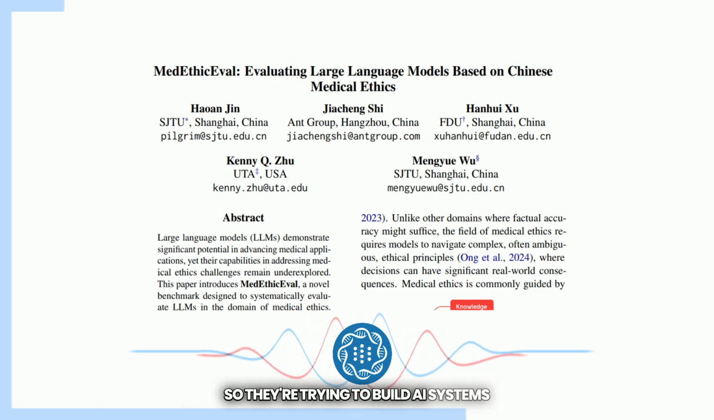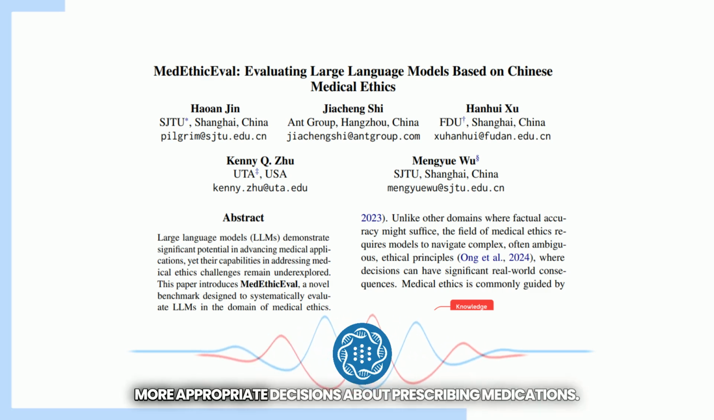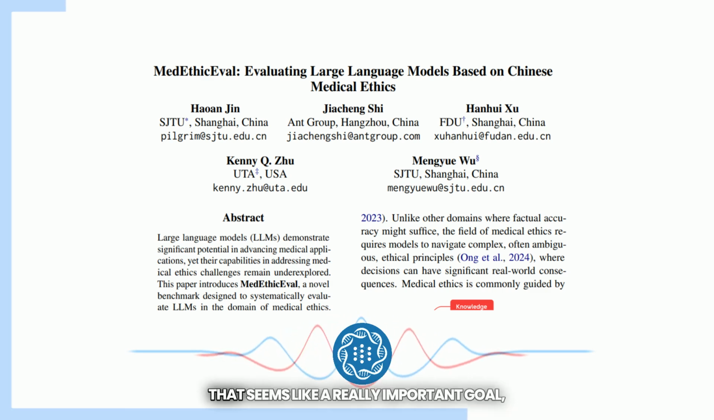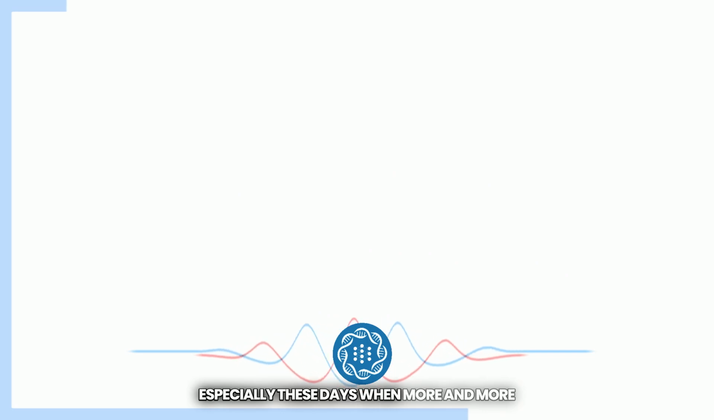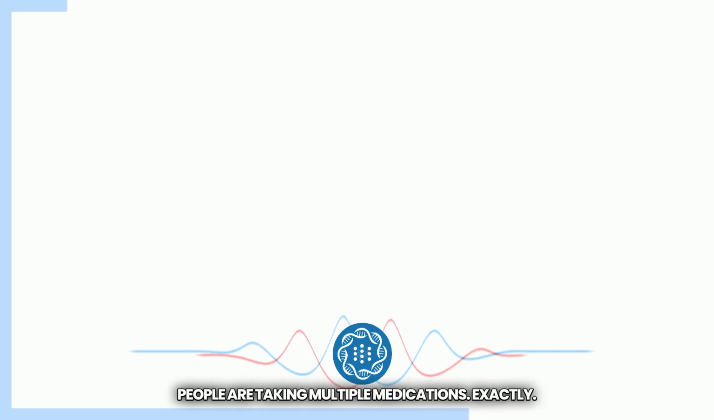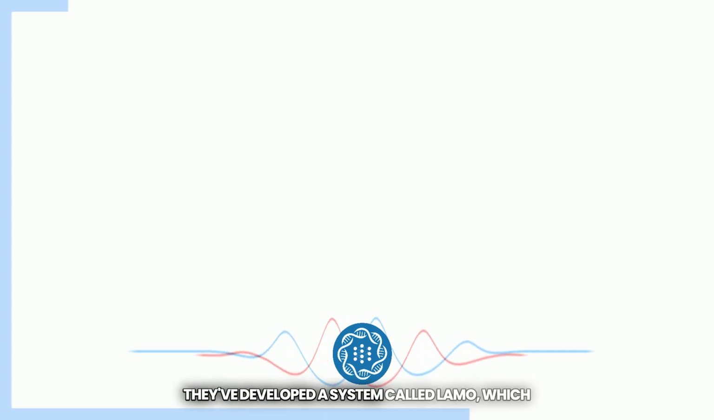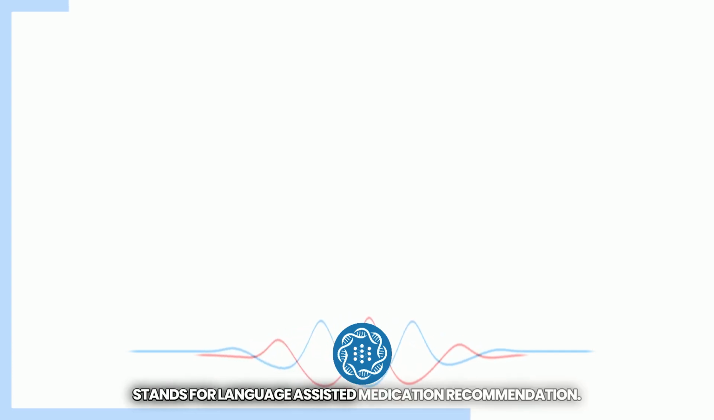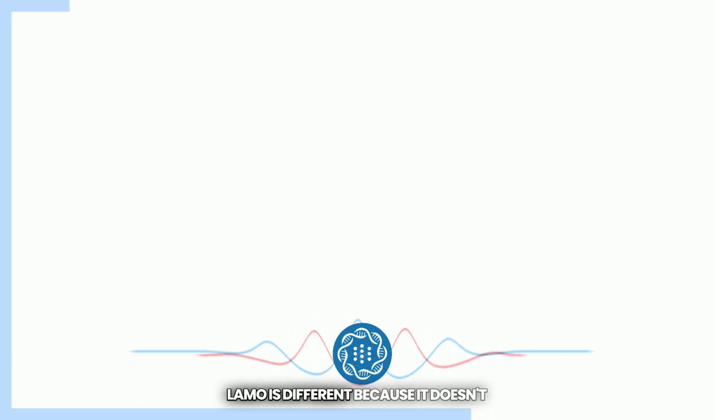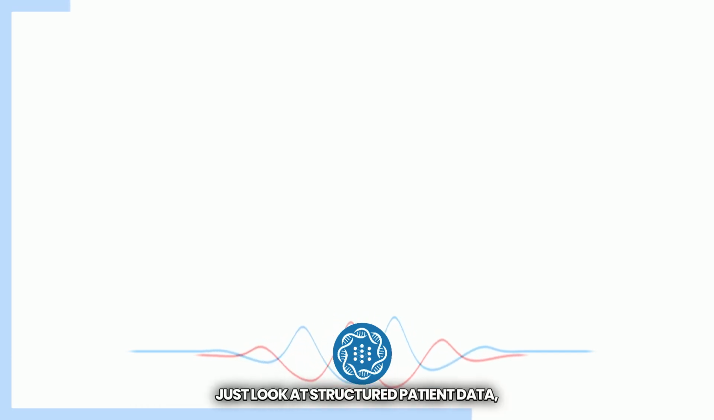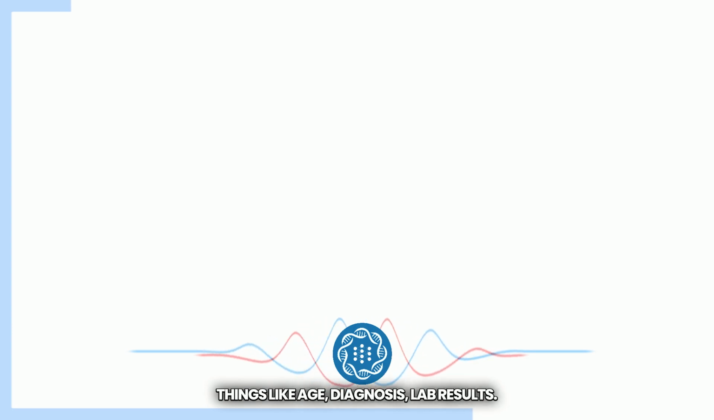So they're trying to build AI systems that can help doctors make smarter and more appropriate decisions about prescribing medications, right? That seems like a really important goal, especially these days when more and more people are taking multiple medications. Exactly. And their approach is pretty interesting. They've developed a system called LAMO, which stands for Language Assisted Medication Recommendation. LAMO is different because it doesn't just look at structured patient data, things like age, diagnosis, lab results. It also takes into account the information in clinical notes.